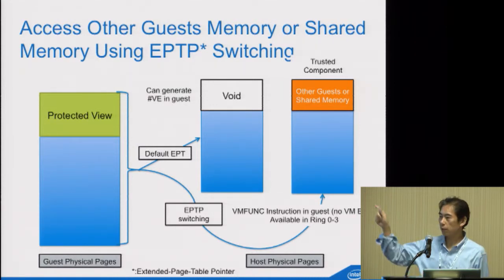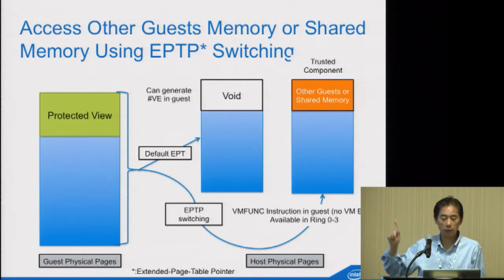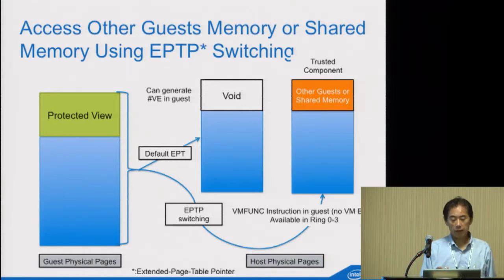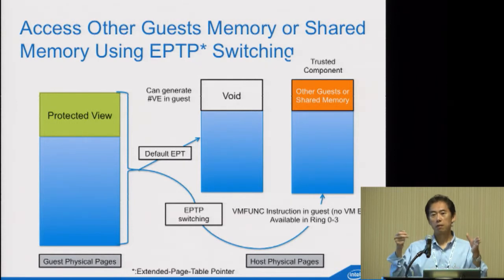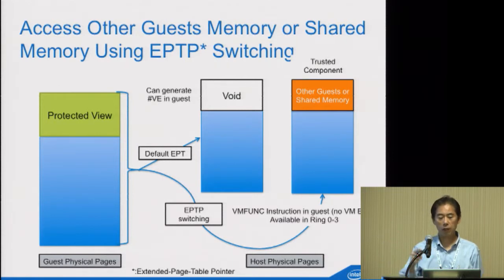I'll talk about the hash V later, so you can ignore it. But if we have yet a different EPT which has a valid translation to the shared memory or guest memory, if we switch to that view, then the guest can see the contents of a guest view or shared memory.